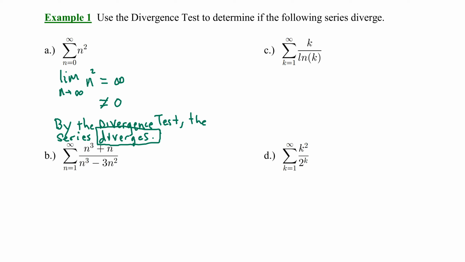All right, so all that background work for a pretty easy problem. Let's try example B. The series from n equals 1 to infinity of n cubed plus n divided by n cubed minus 3n squared. To apply the divergence test, we're going to find the limit as n goes to infinity of n cubed plus n divided by n cubed minus 3n squared. Now, we've been practicing L'Hopital's rule a lot, and notice L'Hopital's rule would apply here. That is, we have the indeterminate form infinity over infinity, so we could apply derivatives to the top and the bottom until we calculated the limit.